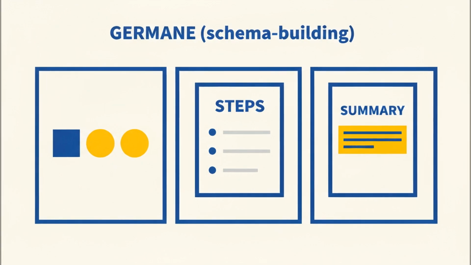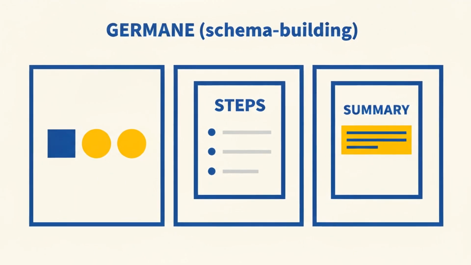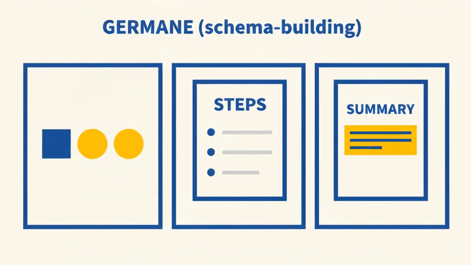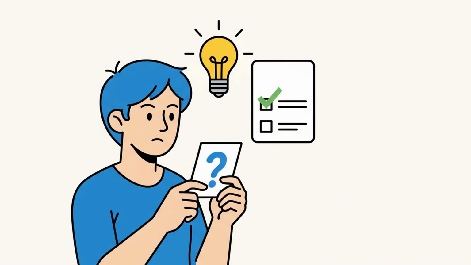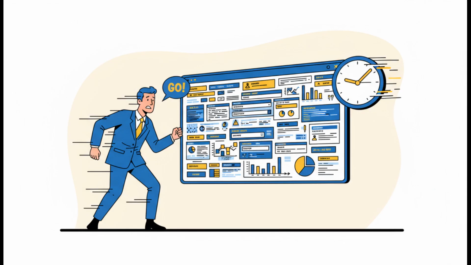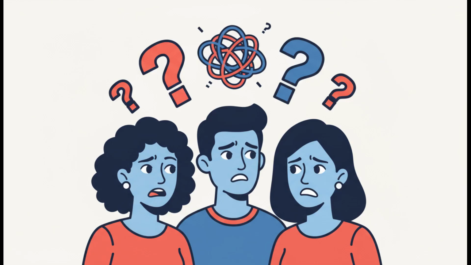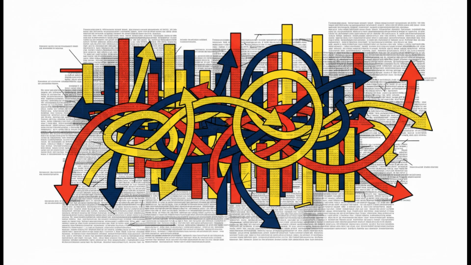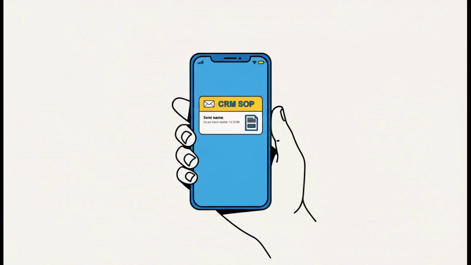Germane. Schema building. Does the design make the structure explicit, like showing patterns, naming steps, or summarizing takeaways? Do you include retrieval practice or quick self-checks? A 30-minute meeting where someone demos a full CRM workflow at full speed with the team trying to follow, with a dense slide deck in the background and a PDF SOP sent later.